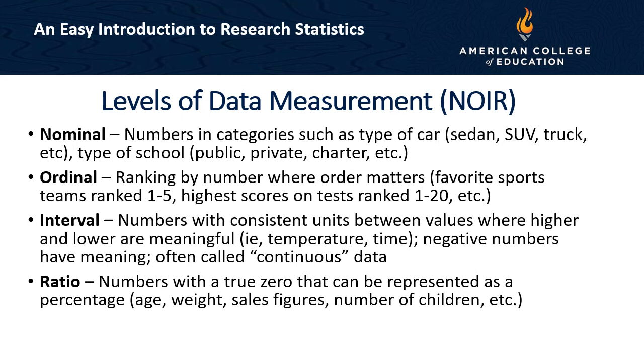Whereas ratio data do have a true zero, and they can often be represented as a percentage. So there is a true zero for age. That's before you are born until your present age. There's a true zero for weight. There are true zeros for sales figures. Either you had sales or you didn't, and then you could have hundreds of thousands or millions of dollars of sales, or you could have 0 sales, and you could have 0 children or 5 children, for example.